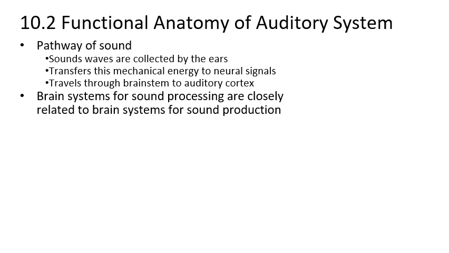So section 2, functional anatomy of the auditory system. We're going to go into the pathway of sound, but roughly sound waves are collected by the ears, and then transferred through several parts of the ear and the inner ear, and this turns sound waves into mechanical energy, and then turns the mechanical energy into neural signals. These neural signals travel through the brain stem to the auditory cortex and to different regions of the auditory cortex. The brain systems for sound processing are closely related to the brain systems for sound production. And we'll get into that in a bit.